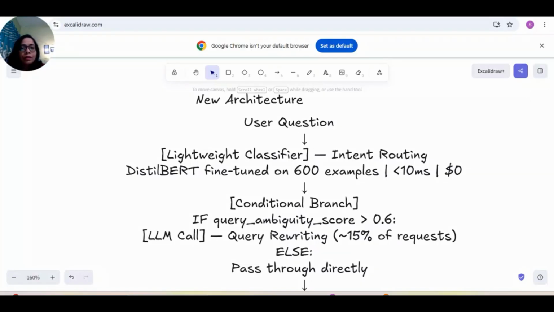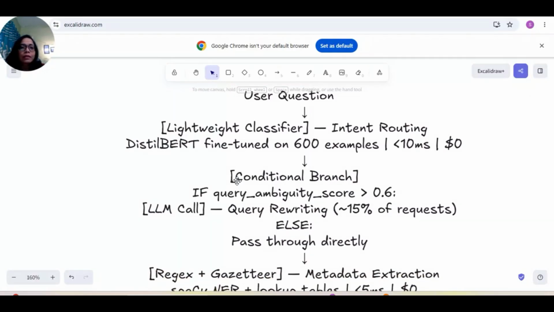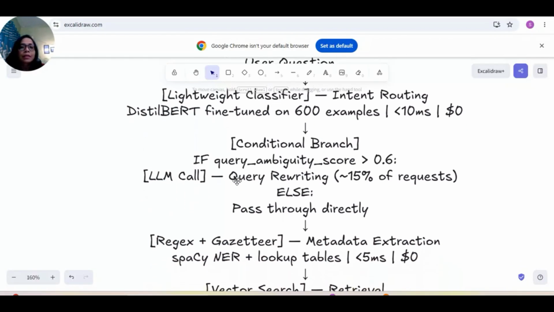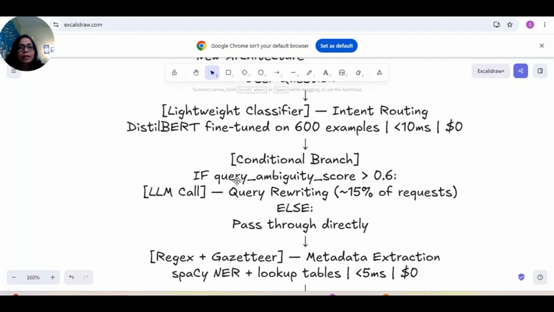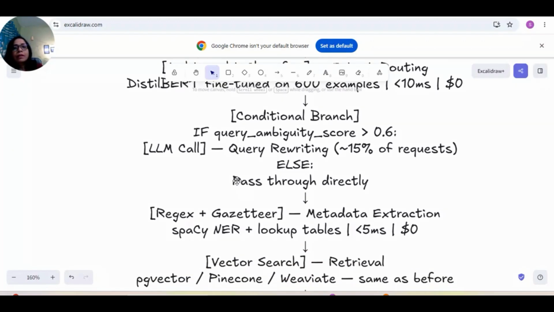So what is here? The first one is the user query comes, and there is a lightweight classifier for intent routing, whether a distilled BERT fine-tuned on 600 examples. Then a conditional branch: if the query ambiguity score is greater than 0.6, then query rewriting, and that is again one kind of LLM call. If the query ambiguity score is greater than 0.6, then only we deploy the LLM, or else pass through directly through the conditional branch.